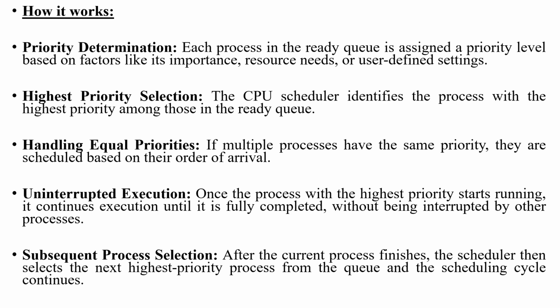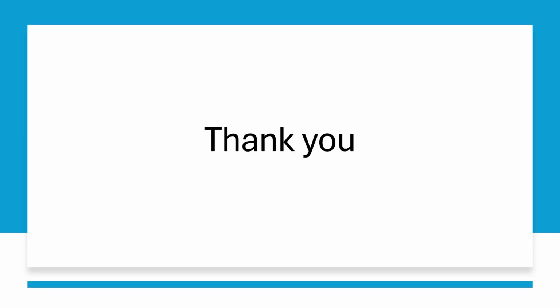Handling equal priorities: if multiple processes have the same priority, they are scheduled based on their order of arrival. Uninterrupted execution: once the process with the highest priority starts running, it continues execution until it is fully completed without being interrupted by other processes. Subsequent process selection: after the current process is finished, the scheduler selects the next priority process from the queue, and the scheduling cycle continues.